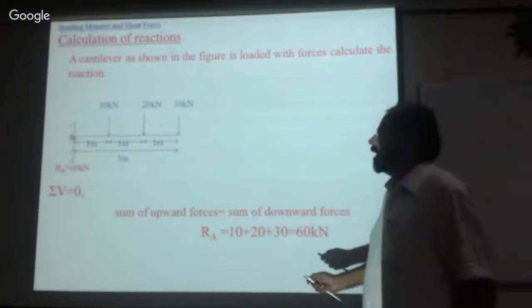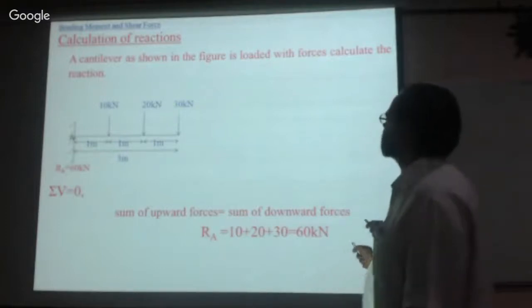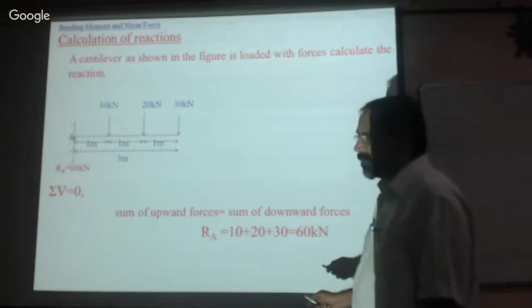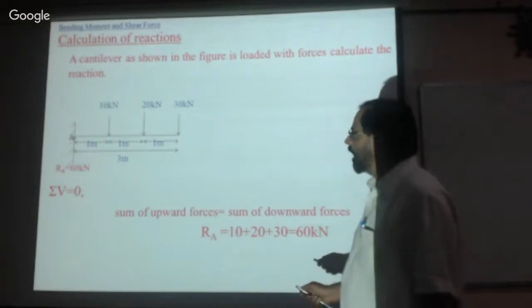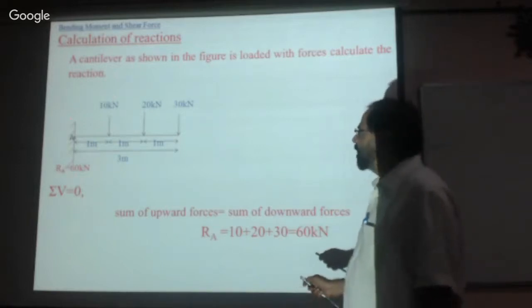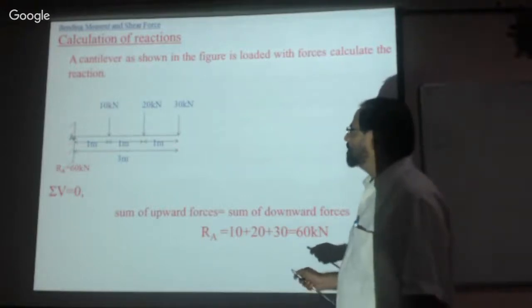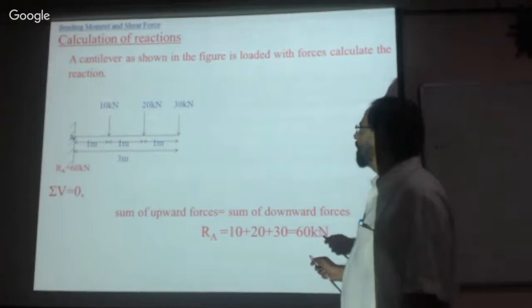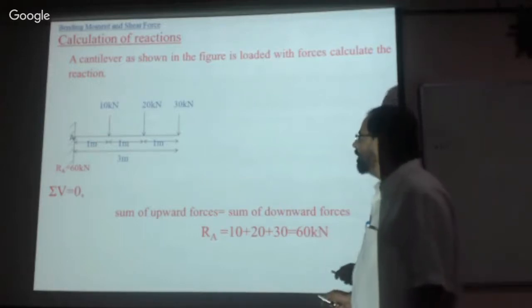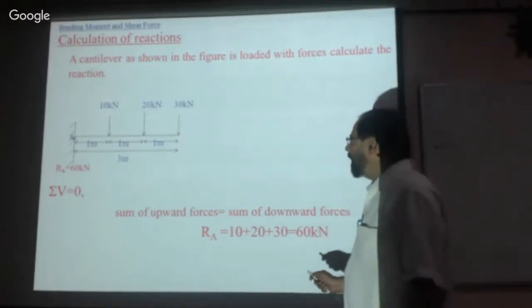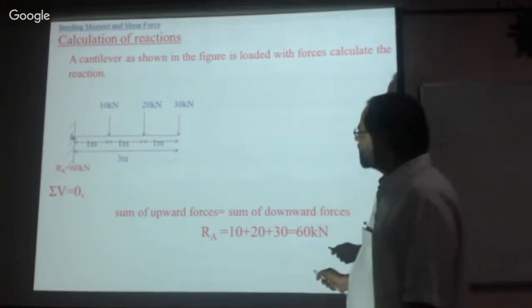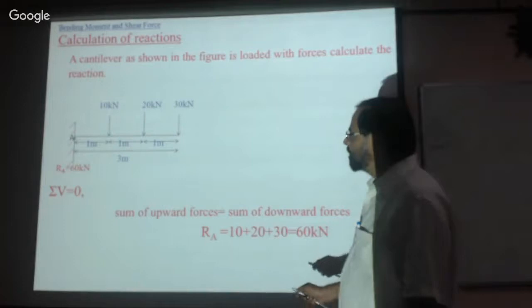Now the calculation of reactions, that is the support reactions. Let us take a cantilever beam consisting of three point loads, 10 kN, 20 kN and 30 kN. Here in the cantilever beam, this is the free end and this is the fixed end, isn't it? Therefore the entire load is resisted by this support.